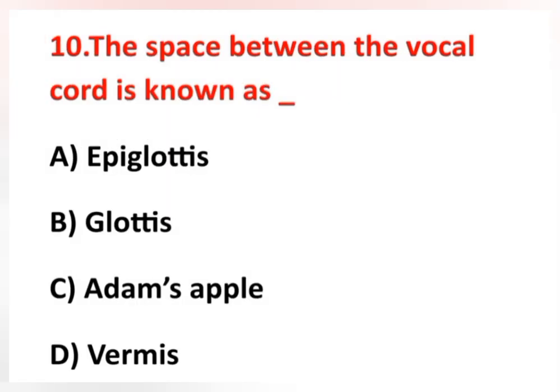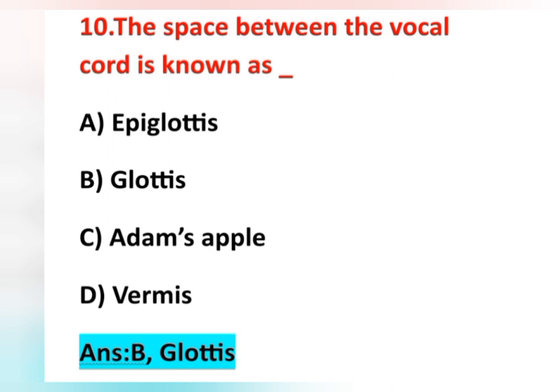And the next question, tenth question: the space between the vocal cords is known as. Options are option A epiglottis, option B glottis, option C Adam's apple, option D vermix. The space between the vocal cords is known as glottis. Okay, option B is the correct answer.